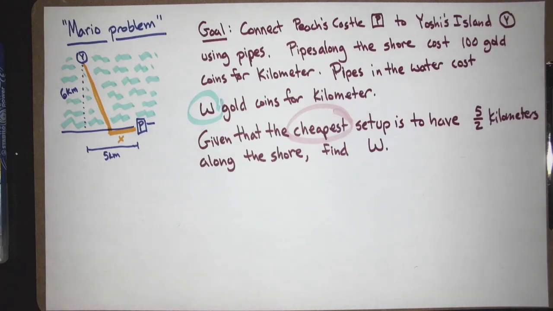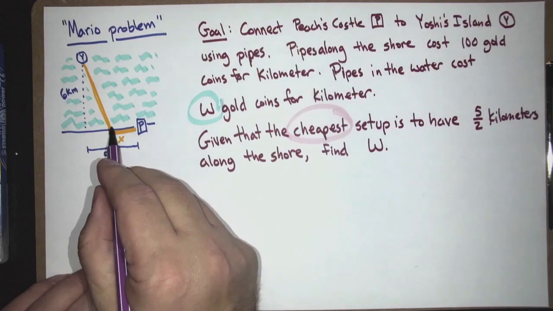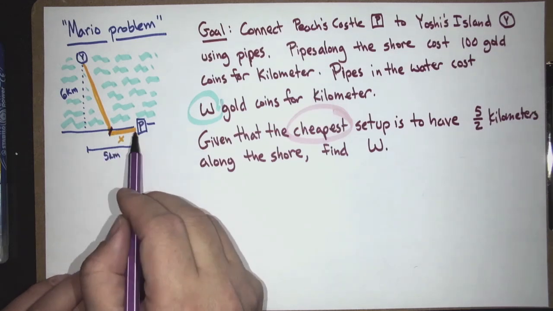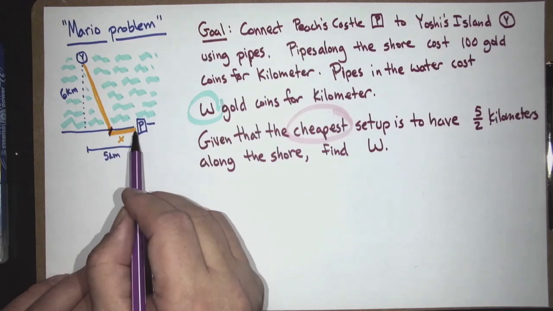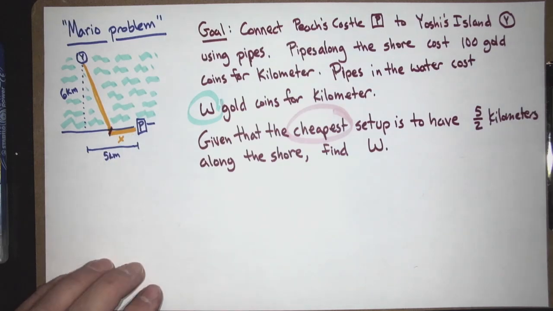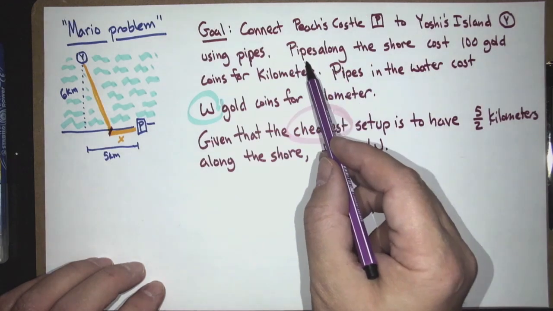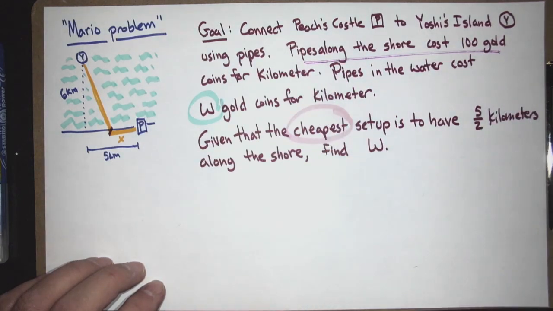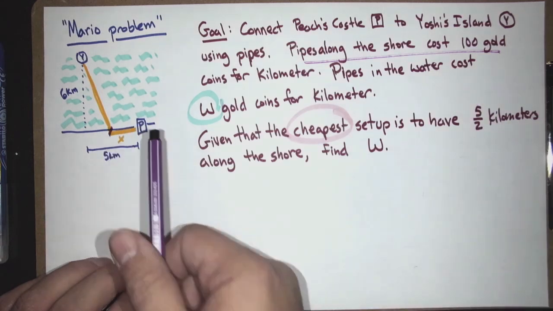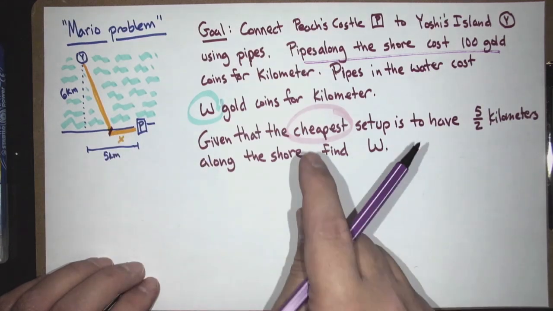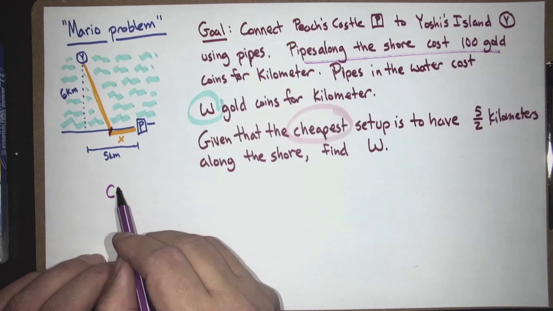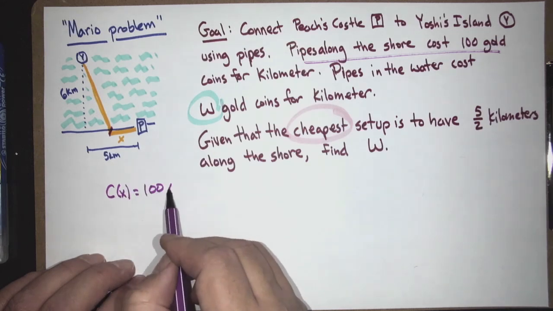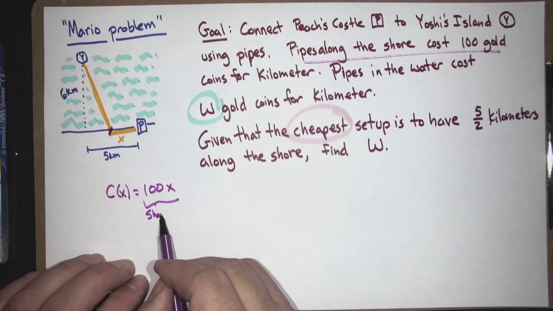Now there are two types of pipe. So let's split it into two sections. And I've marked this as X, so we'll just have X be the amount of pipe along the shore. How much does this cost? Well, if you're along the shore, how many gold pieces per kilometer? 100. How many kilometers do we have? Well, in generic, how many do we have? X. Okay, so our cost is 100x. This is the shoreline.